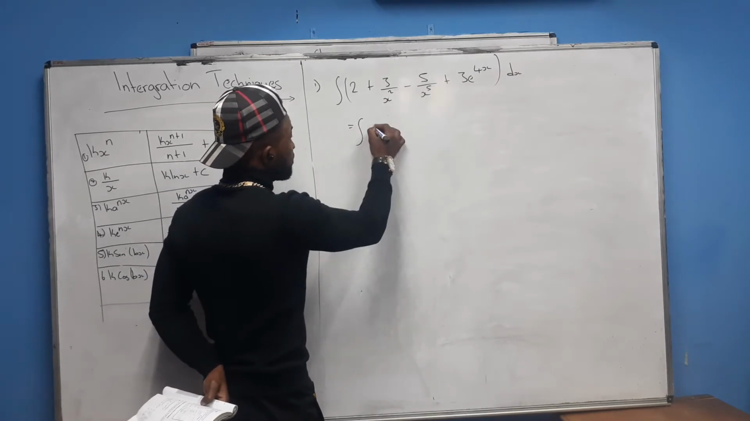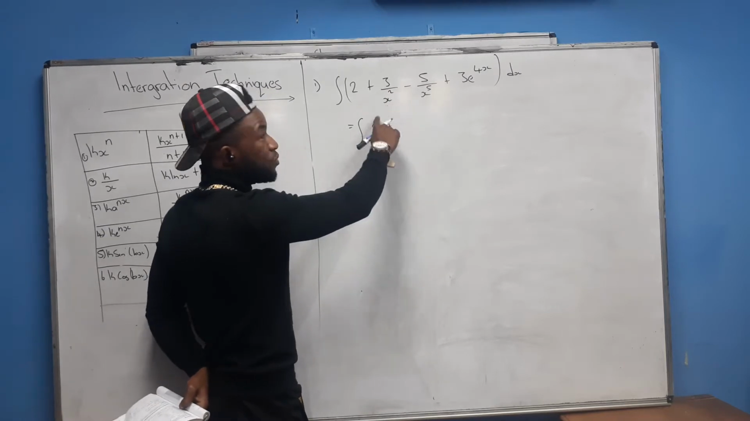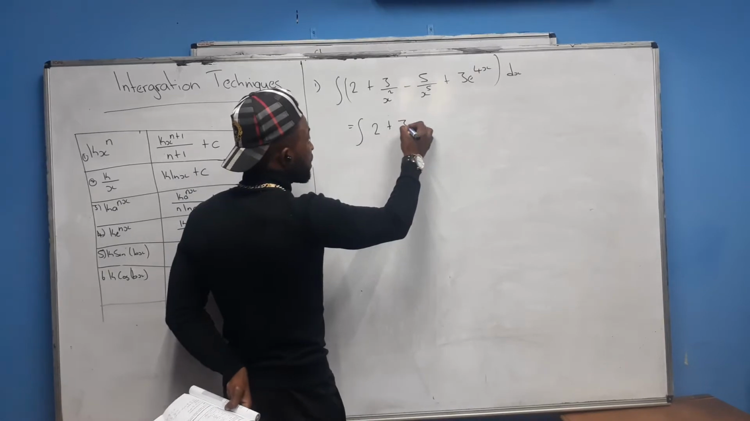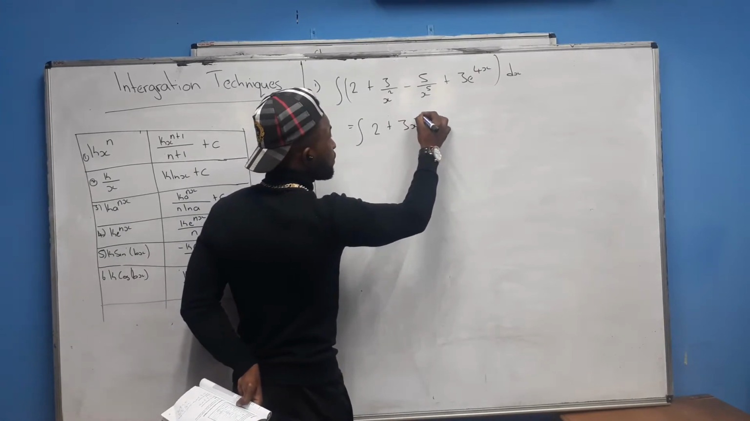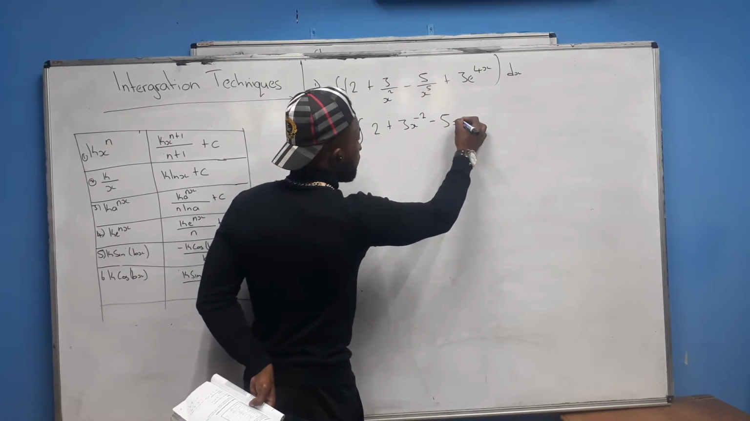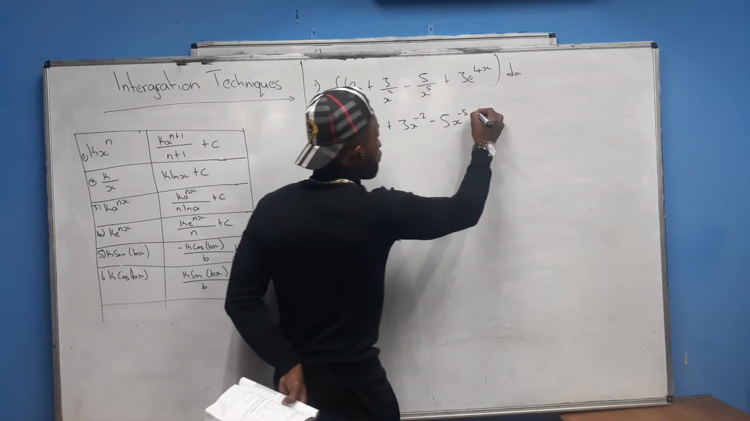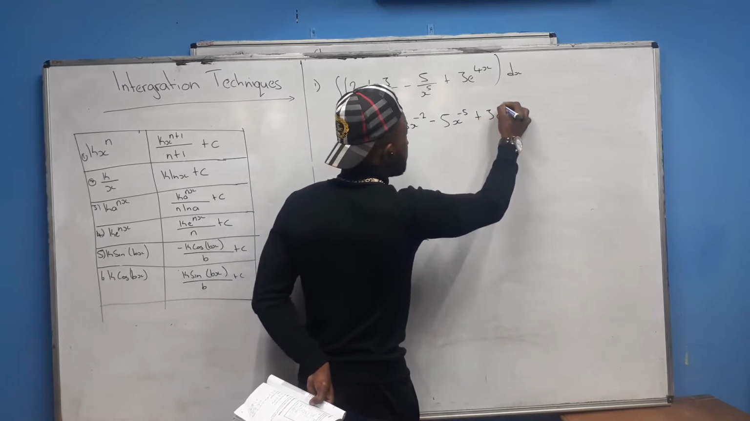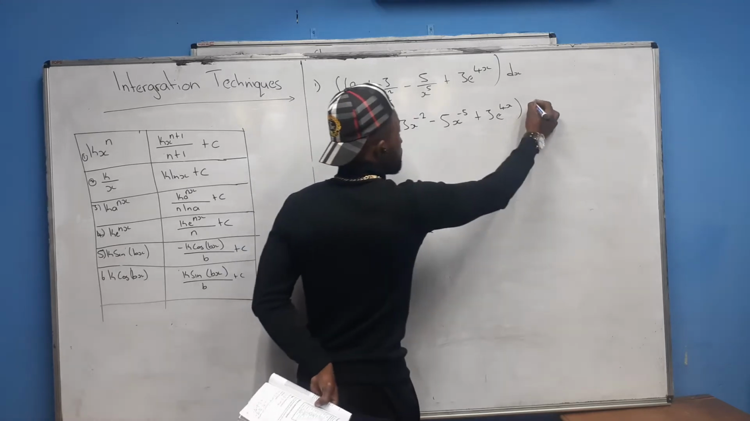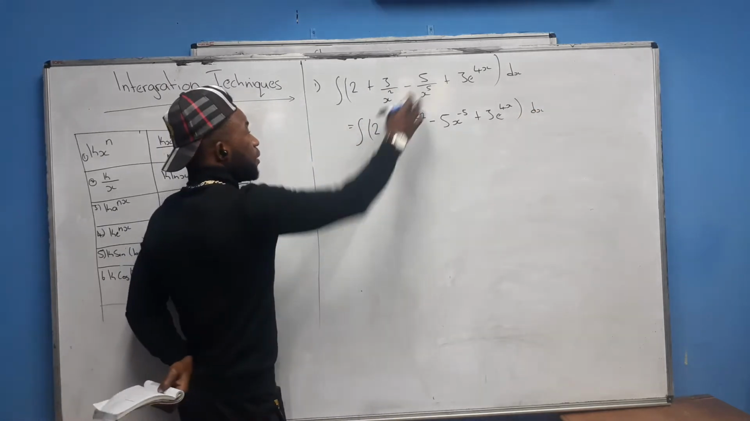This is the integration of 2 plus, remember, whenever you have a denominator, if you take it up to the numerator, it changes the sign. So I have 3x to the power negative 2, minus 5x to the power negative 5, plus 3e to the power 4x, dx. So I have simplified my fraction part.